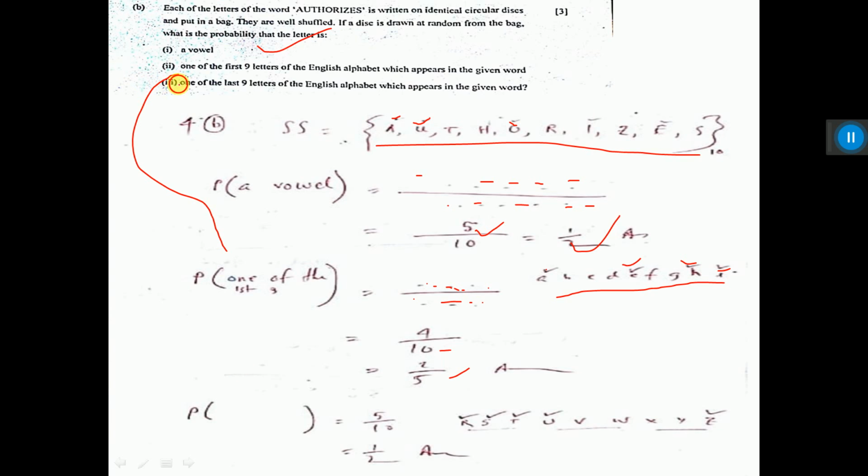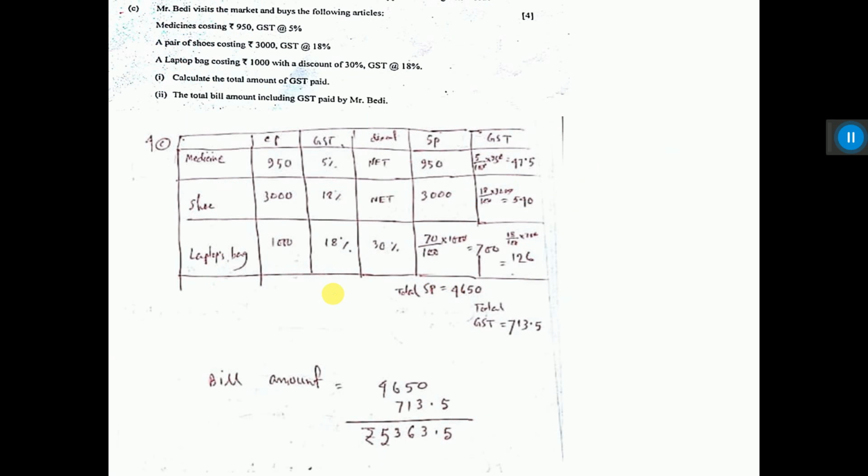Then the third one, you have to write here one of the last 9 letters of the English alphabet which appears in the given word. So the last 9 letters I have written: R, S, T, U, V, W, X, Y, Z. Which of these are there in this sample space? Mark those. It is 5. So 5 by 10, that is half. That is the answer.